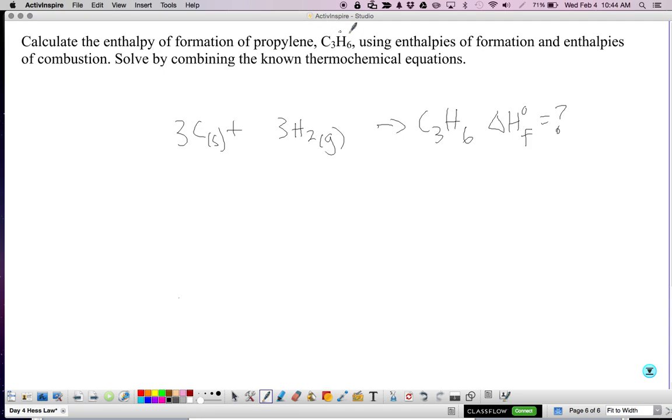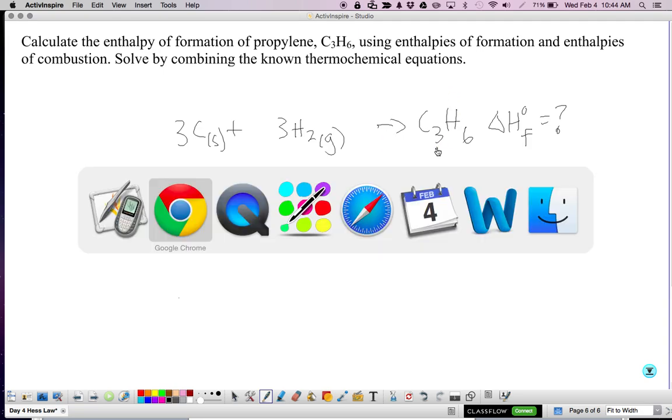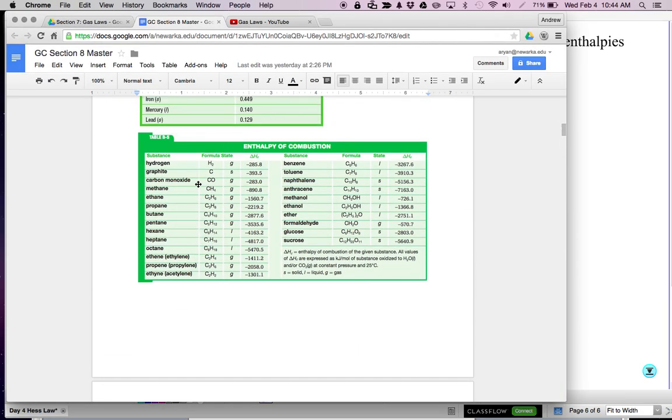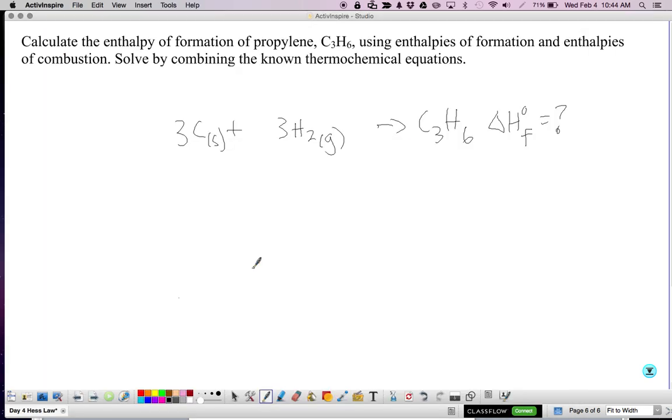Now, it says here using enthalpies of formation and enthalpies of combustion. The one that you're probably going to want to start with is the enthalpy of combustion, because you don't have the enthalpy of formation of this. You do, however, have the enthalpy of combustion of C3H6. There it is right there, propene, C3H6, negative 2058.0.